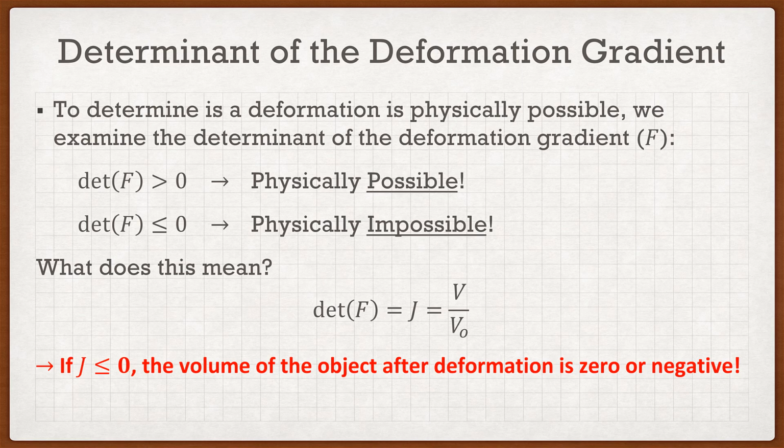And that makes sense, because how can a volume become negative after we deform it? I don't push, let's say, a brick and the brick just disappears. That would actually result in a lot of questions that I don't know the answer to. But this is why we say that it's physically impossible if the determinant of F is less than or equal to 0, because what this indicates is that our volume after deformation is either negative or 0, which of course you can imagine makes no sense at all.